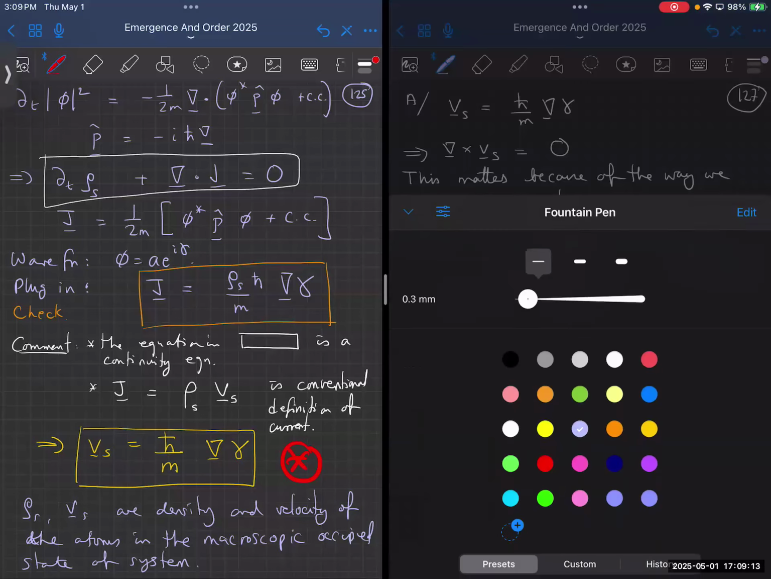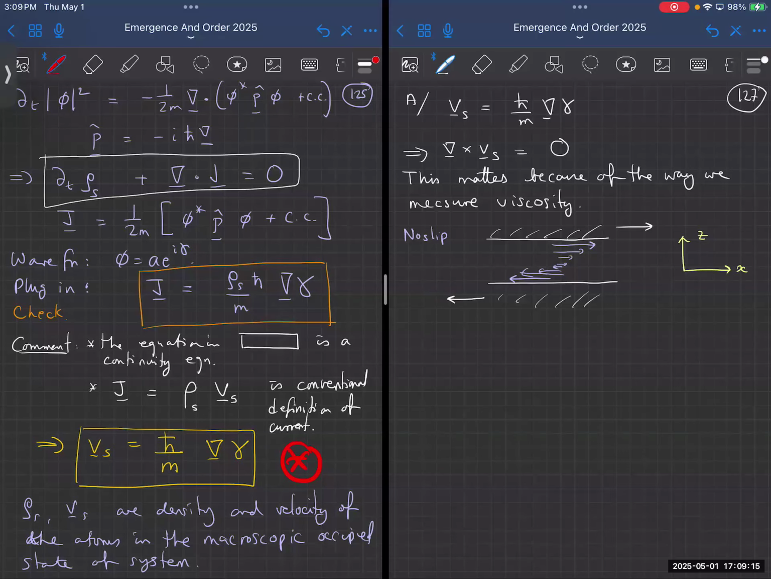So I can write that down in the following way. I can say that the velocity field in this fluid is Vx, it's going in the x direction, but it is a function of the height z above the lower plate, and then there's nothing in the y direction or the z direction. So this follows because of the no slip boundary condition at the walls.